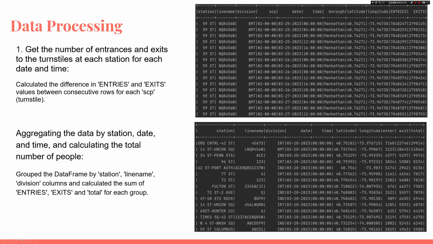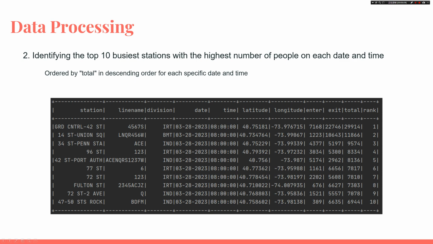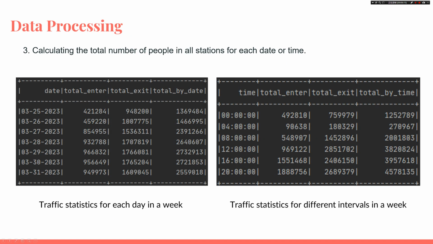Then is our data processing. First we get the number of entries and exits of turnstiles at each station for each date and time. Aggregating the data by station, date, and time, we calculate the total number of people. You can see here, we calculated the total number and the enter number or exit number. Secondly, we defined the top 10 busy stations with the highest number of people on each date and time. So here is rank 1 to rank 10. Third, we calculated the total number of people in all stations for each date and time. We calculate the traffic statistics for each day in a week and for different intervals in a week. Like here, there are two pictures.